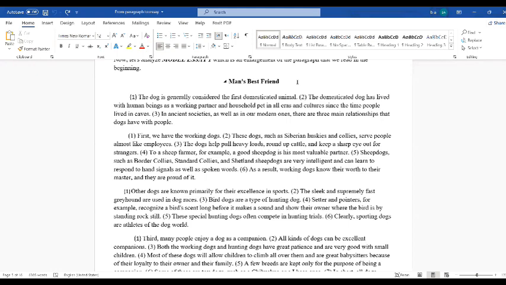What are the parts of speech? What is the meaning of parts of speech? Parts of speech means whether the word is a noun, a verb, an adjective, an adverb, a preposition, an article, etc. Okay? It's called parts of speech.